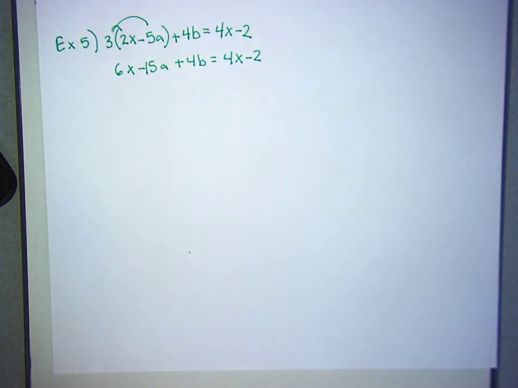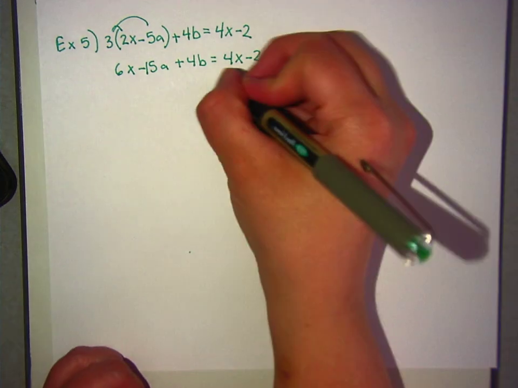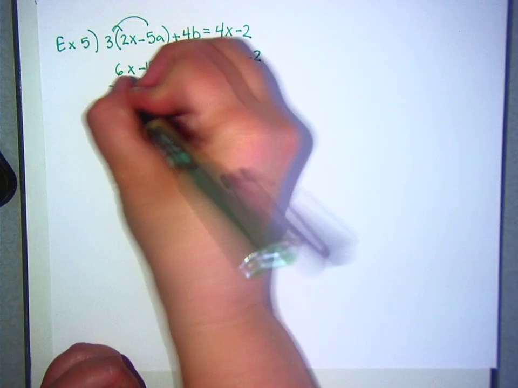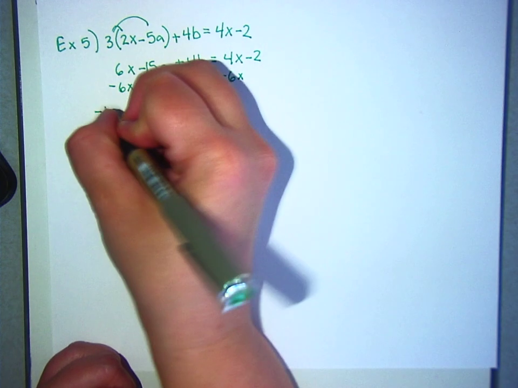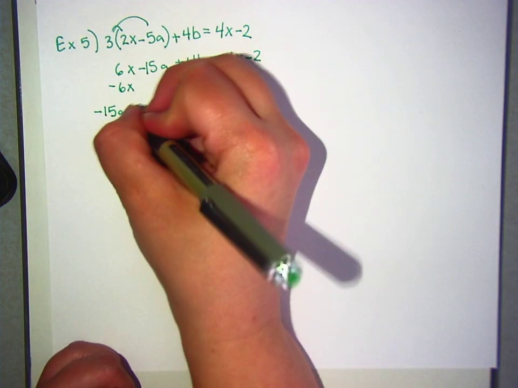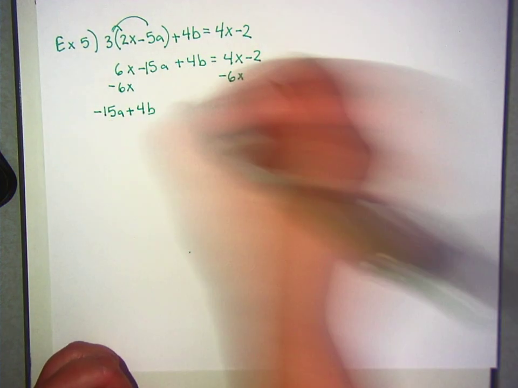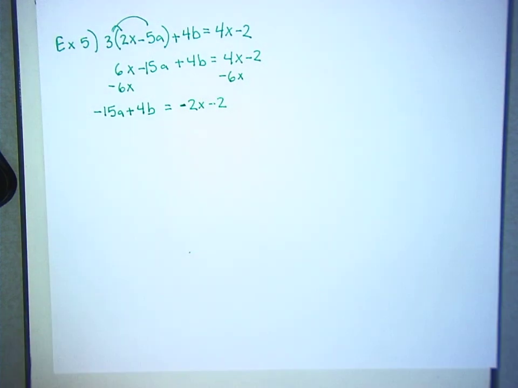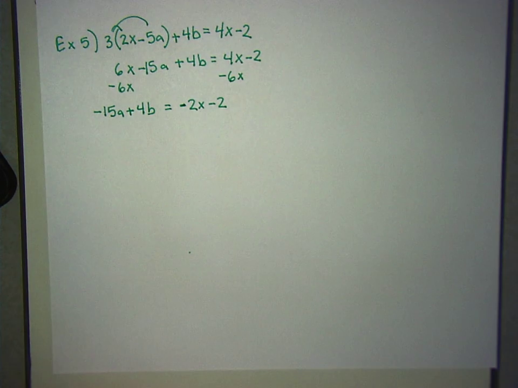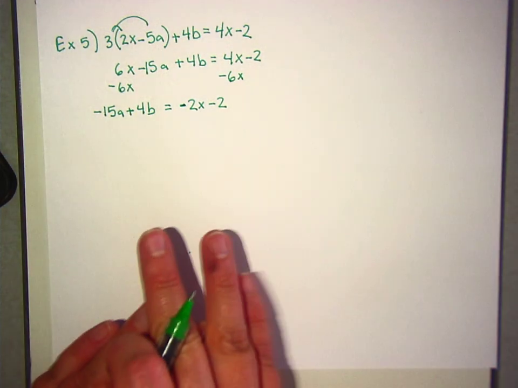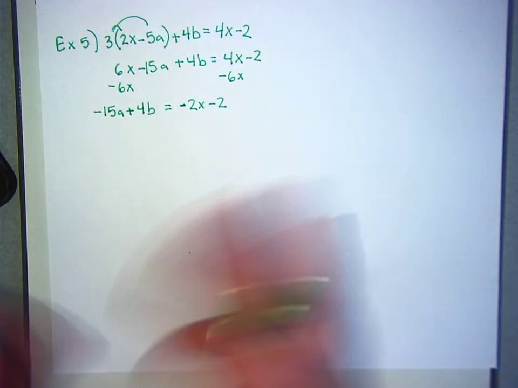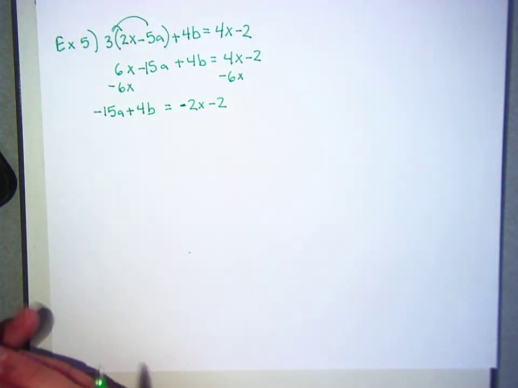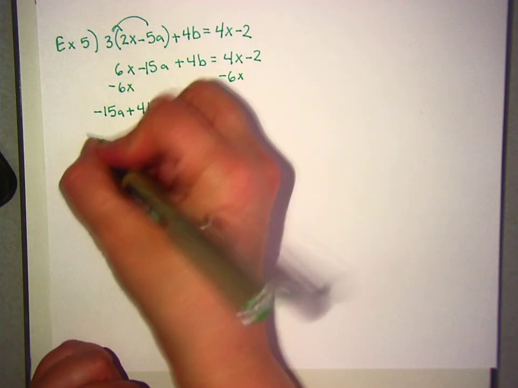We're trying to get x by itself. Yeah, Philip? I would go minus 6x. Okay, so you're putting the x's over here. That works. Negative 15a plus 4b stays on the left, and on the right side I've got negative 2x minus 2. We're going to go with Philip's method here where we're getting x on the right and everything else on the left. What else do we need to move away from the x? Plus 2.